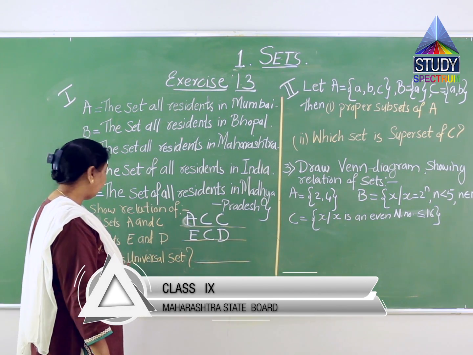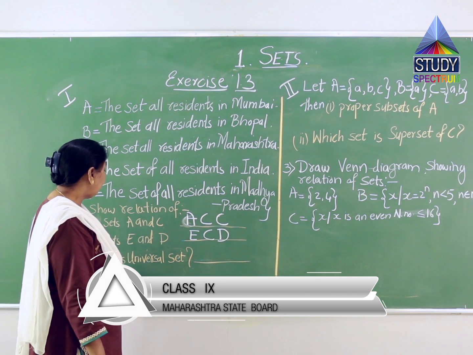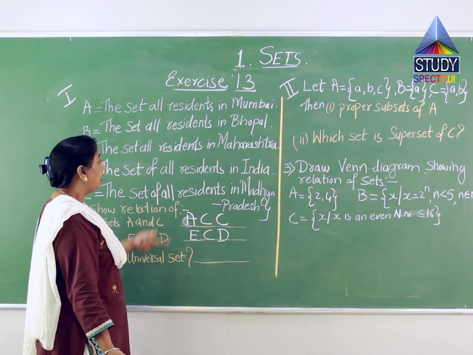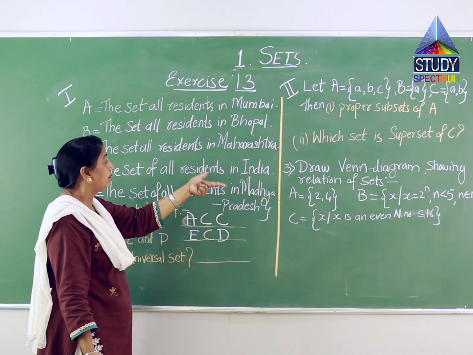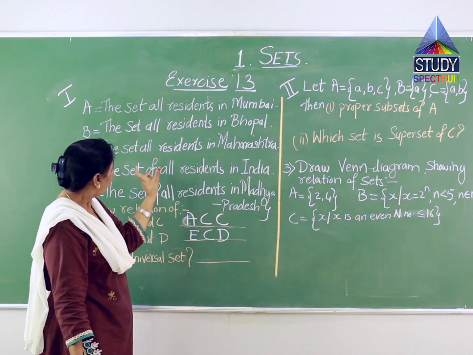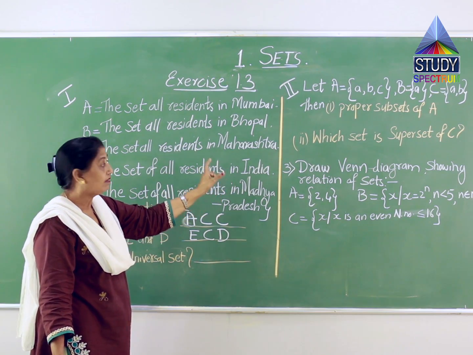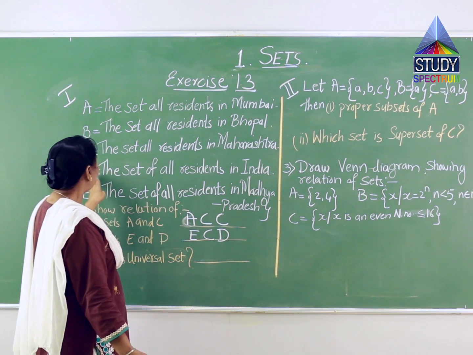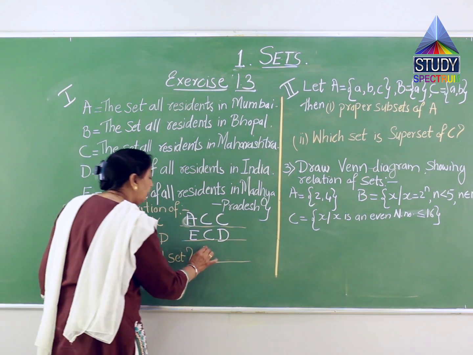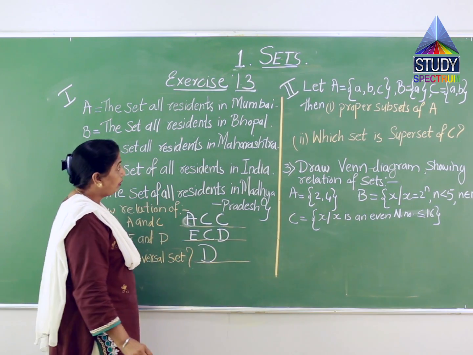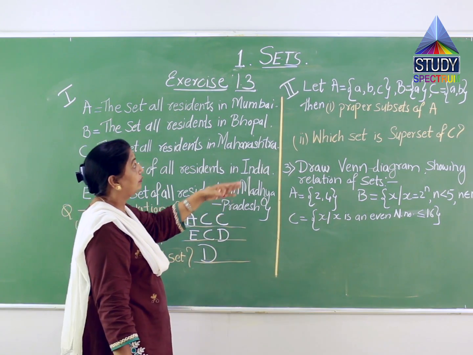Now the third question which they have asked is, which is the universal set? As we already know, D is the set of all residents in India. The set of all residents in India means it consists of all the elements which other sets have. So here the set D is a universal set. Right? Now we'll move to the second question.